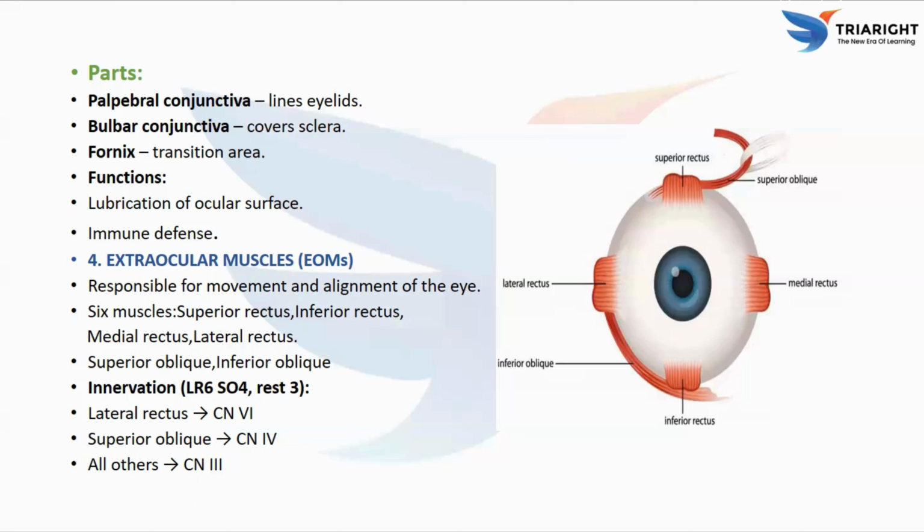So whenever damage occurs to the sixth cranial nerve, what happens? The eye cannot abduct, so it cannot move outward, and the eye turns inward. Whenever damage happens to cranial nerve 4, there is diplopia while looking down, for example while reading or on stairs. This is due to superior oblique weakness.